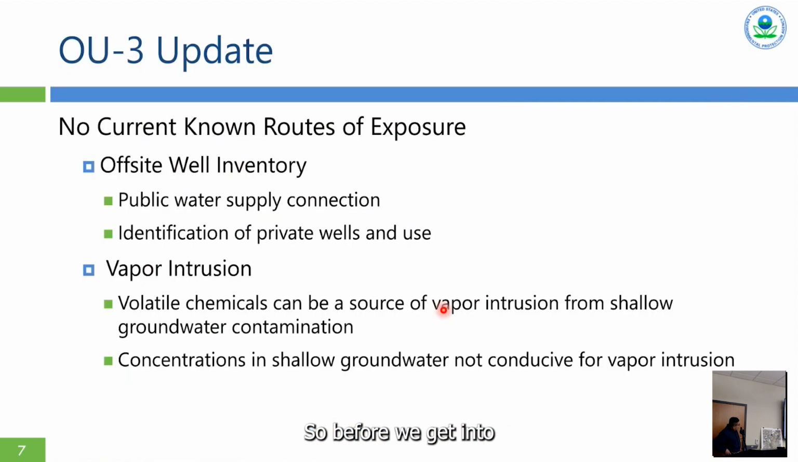All right, so before we get into some of the other details about the wells and the sampling, we just want to talk about groundwater and routes of exposure. So far, there are no current known routes of exposure. The PRPs have done an offsite well inventory. A revised report was just recently submitted. Eventually, I believe that will get posted to the dashboard. We have to redact some of the information. There's personally identifiable information in it, so we need to make sure that gets removed and scrubbed before we put it out for public view.